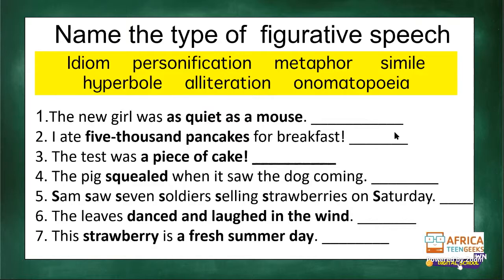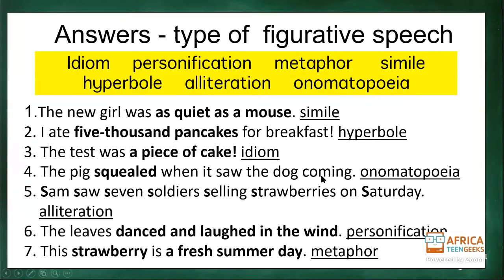Okay, so let's check. Oh, there we go. Right, the first one, the new girl was as quiet as a mouse, a simile. The next one, 5,000 pancakes, hyperbole, exaggeration. Number 3, the test was a piece of cake, idiom, but you could also have had metaphor for that. The pig squealed, onomatopoeia. Sam saw 7 soldiers selling strawberries, alliteration. The leaves danced and laughed in the wind, personification. And this strawberry is a fresh summer day, metaphor. Right, how did you do in our little quiz?